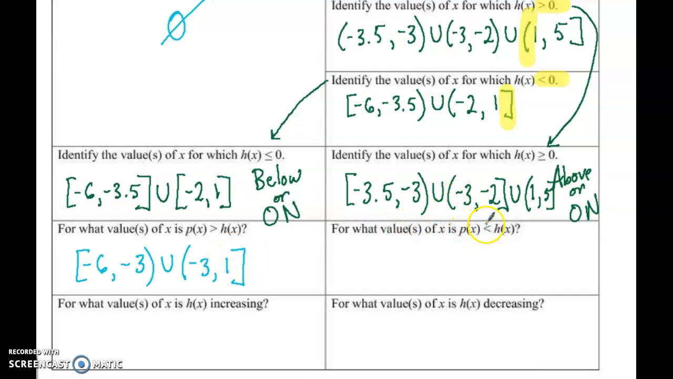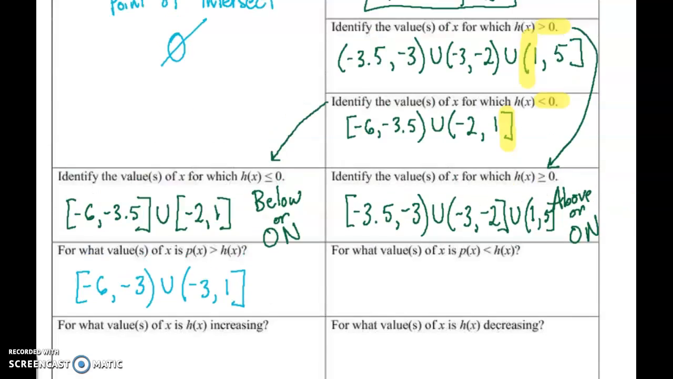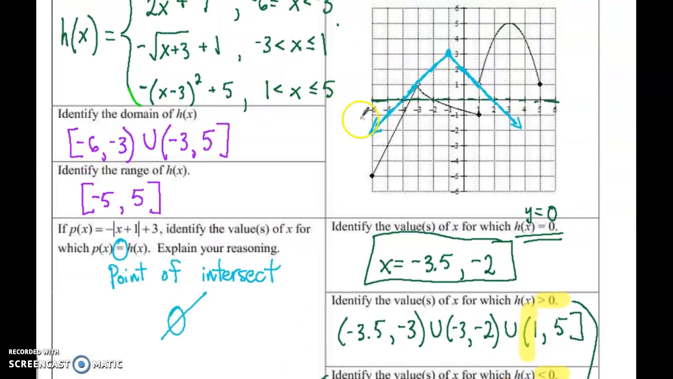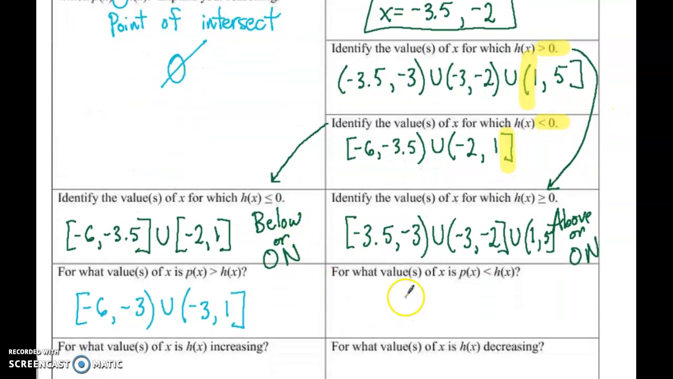So where is p of x less than h of x? So the teal curve needs to be below, and it's not below until we get to x equals 1, but we cannot include 1 because it's not defined right there. Well, I guess I should say it is defined, but the defined value is down here. So from 1 to 5 is your only answer for that.